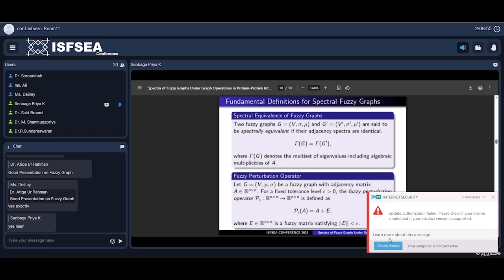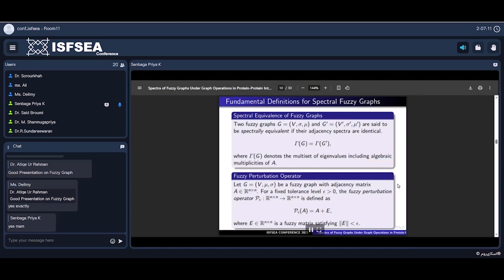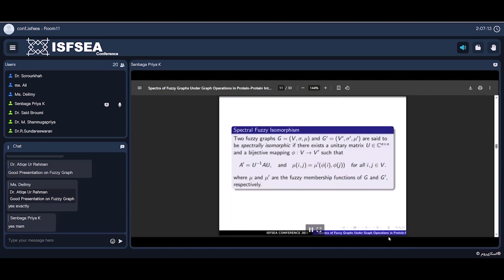A fuzzy perturbation operator. Let G = (V, σ, μ) be a fuzzy graph with adjacency matrix A, for a fixed tolerance level epsilon greater than 0. The fuzzy perturbation operator P_epsilon is defined as P_epsilon(A) = A + E, where E is a fuzzy matrix satisfying norm of E is less than epsilon.